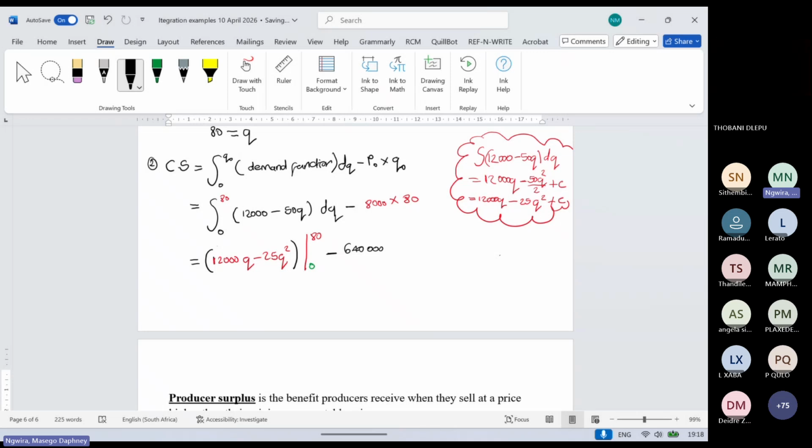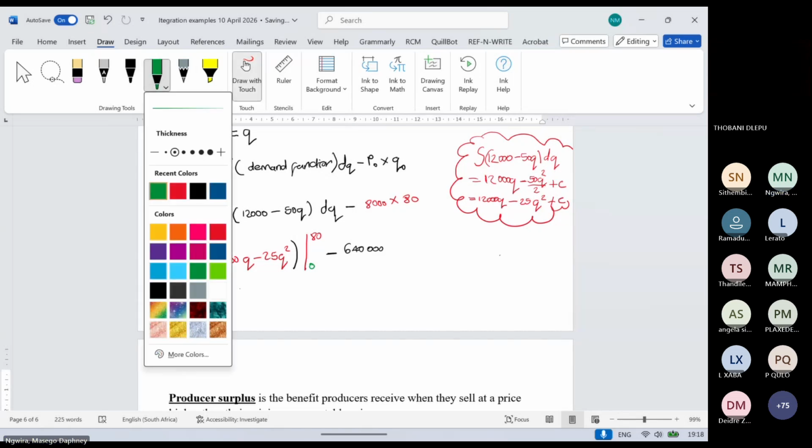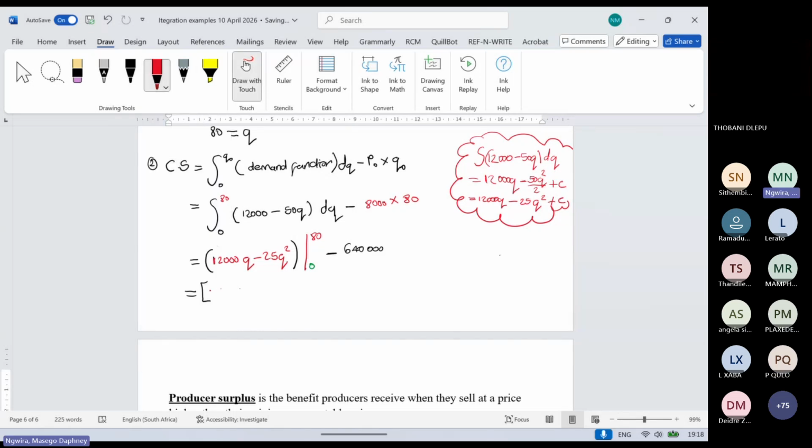So when we apply the limit, I'm going to use a square bracket again here. It must be within, so it cannot disturb the other one. So this is just going to be 12,000, let me use the red, times 80, and then minus 25 times 80 squared.